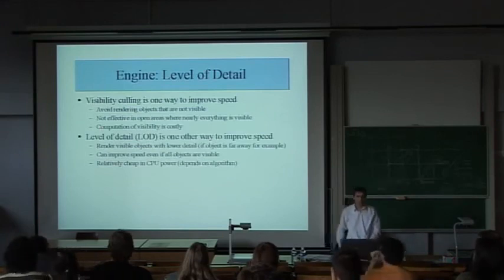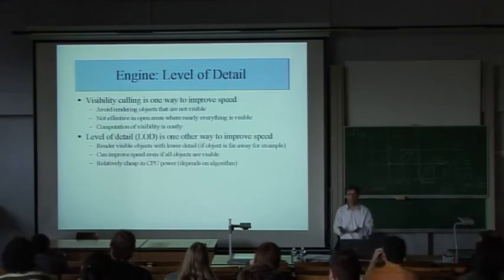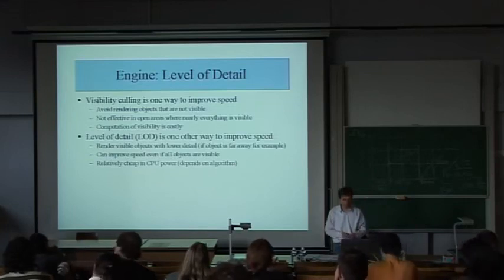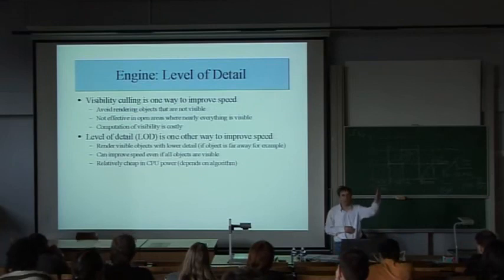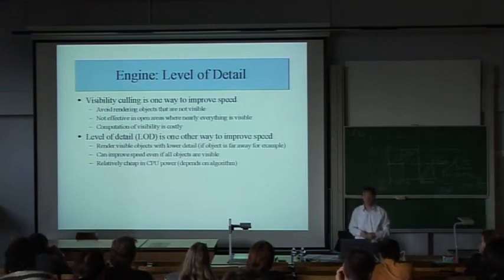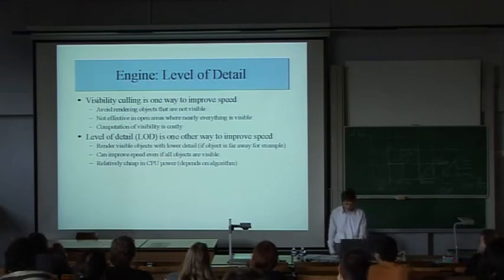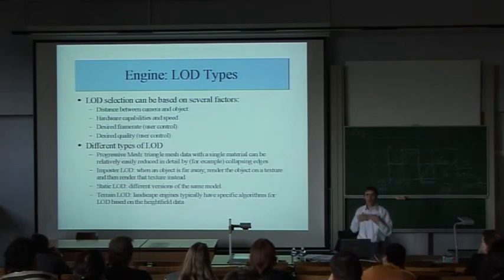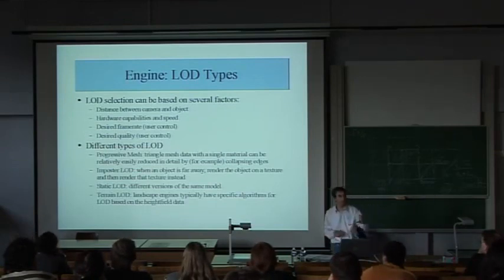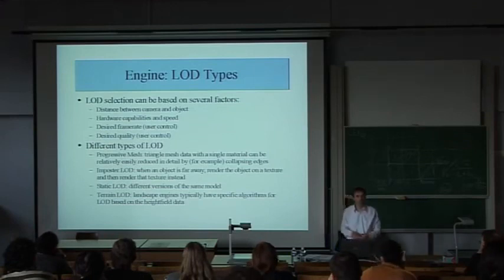Another way to gain speed, besides not rendering what you can't see, is level of detail. For an object that's very far away, you only have to render it with very low detail. There are several things that we support. Based on the hardware that you have, you can decide to render it in more detail anyway. If you have speed enough, why not? It may look better, but you can tweak that a bit.